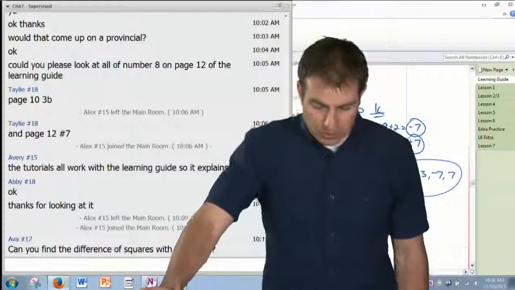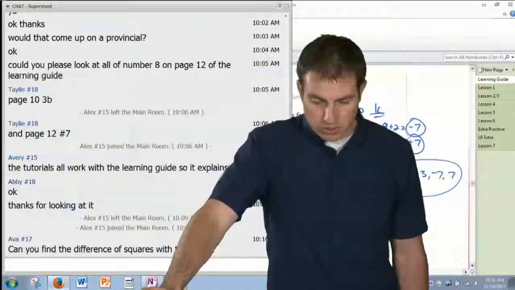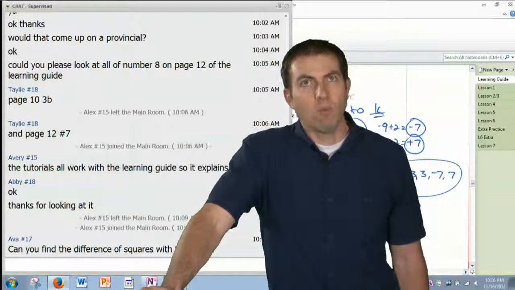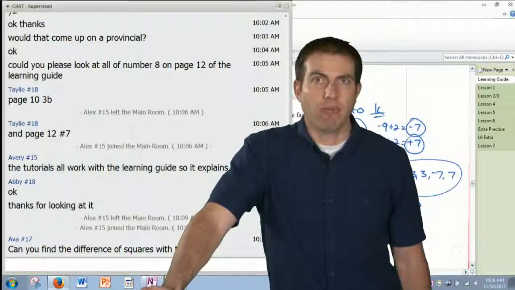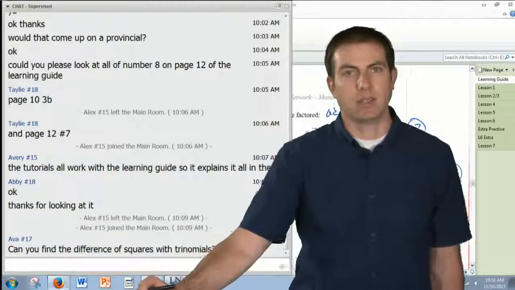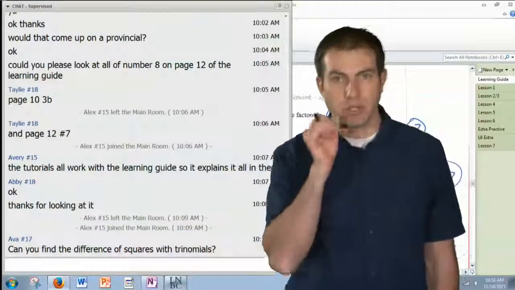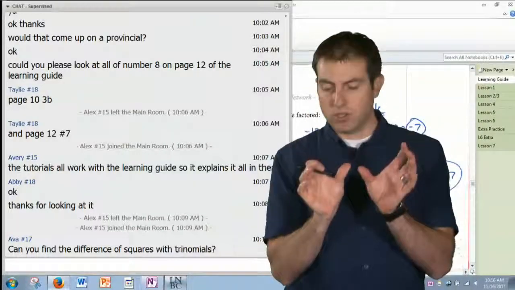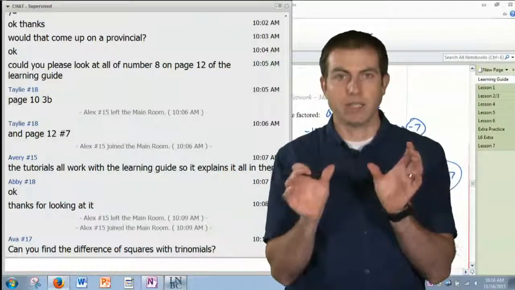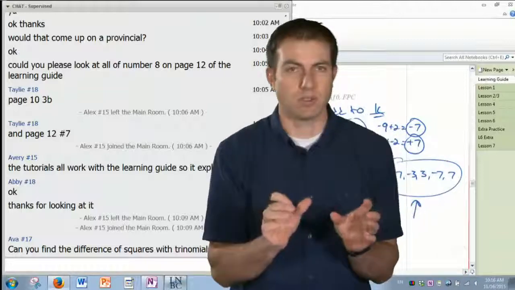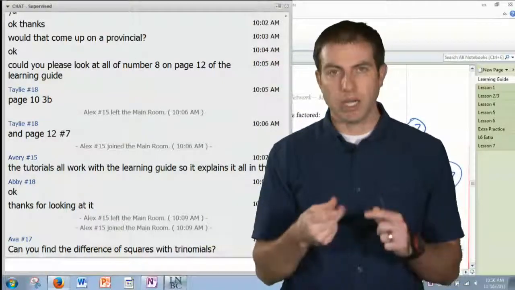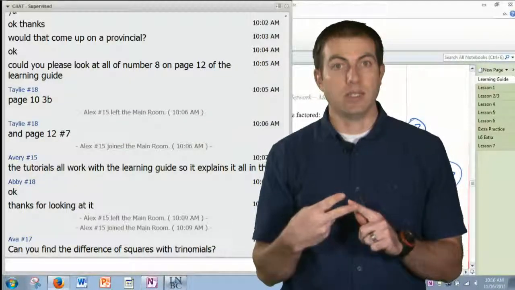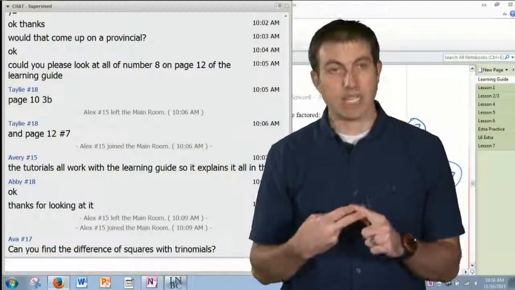Ava, can you find the difference of squares with trinomials? When you have a trinomial, always just do the AC method, and then it sometimes works out that when you've done the AC method with your trinomial, because you end up with the two brackets, one of those might have a difference of squares in it. Difference of squares only exists with two terms. It must be a binomial, and it has to have a negative sign in the middle.